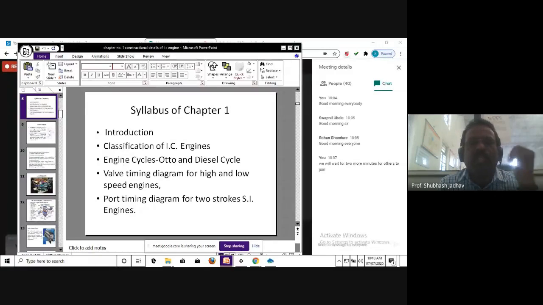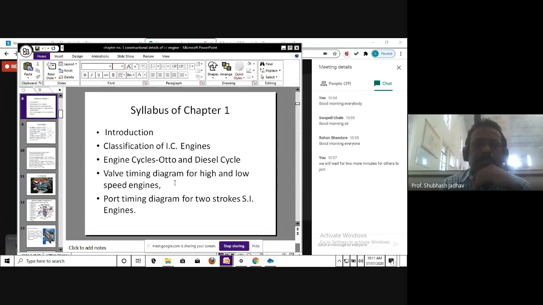On the basis of fuel, it was petrol engine, diesel engine. On the basis of cycle, Otto cycle engine, diesel cycle engine, and so on. So like this, we discussed the different engines on the basis of different criteria, and we call that classification. Then we went on to discuss what the Otto cycle is, what a diesel cycle is, how we get the Otto cycle, how we get a diesel cycle. We have compared these two cycles.